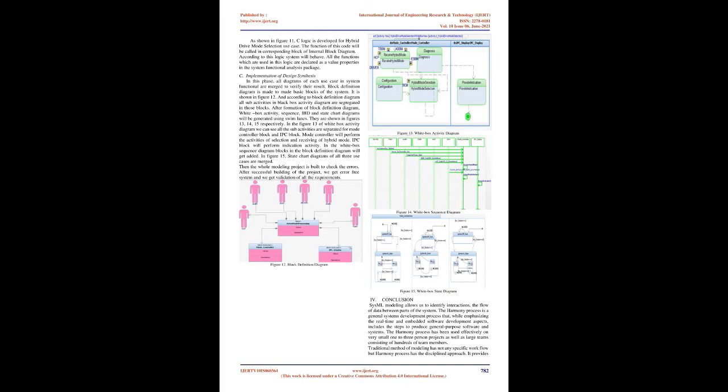Conclusion. SysML modeling allows us to identify interactions and the flow of data between parts of the system. The Harmony process is a general systems development process that, while emphasizing the real-time and embedded software development aspects, includes the steps to produce general-purpose software and systems. The Harmony process has been used effectively on very small 1 to 3 person projects as well as large teams consisting of hundreds of team members.